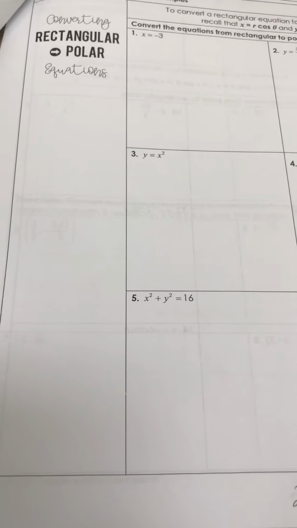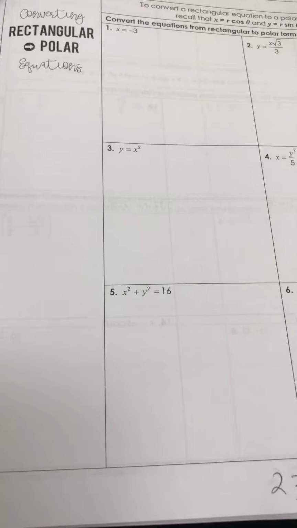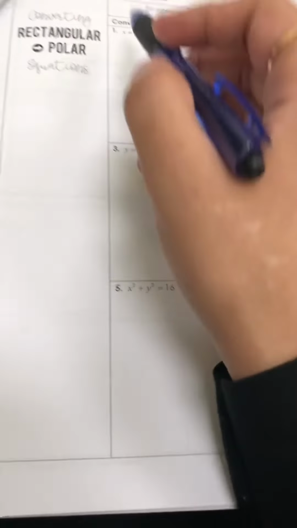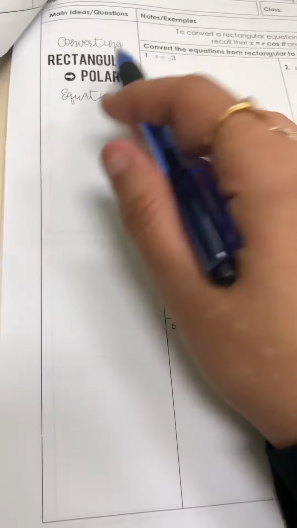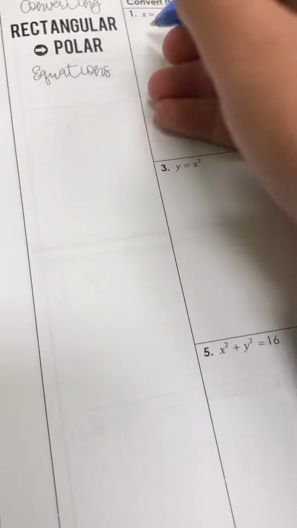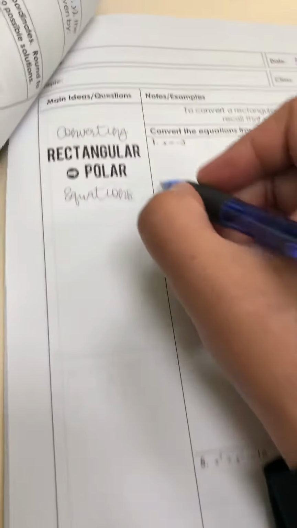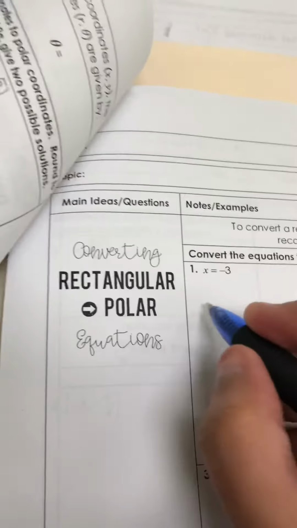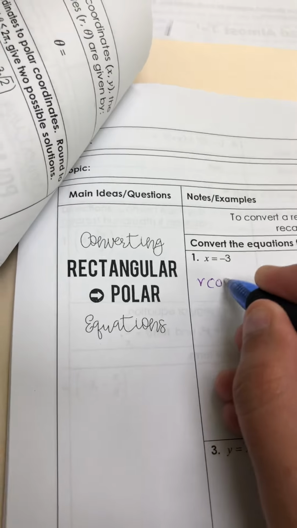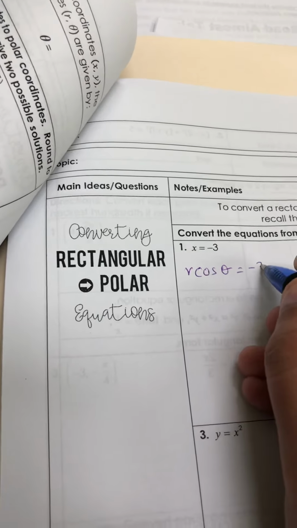The first step would be, as we know that x is equal to r cosine theta, then we can just replace x with r cosine theta. We just want to change the form to the polar form. So I'm going to replace this x with r cosine theta. I get r cos theta equals -3.